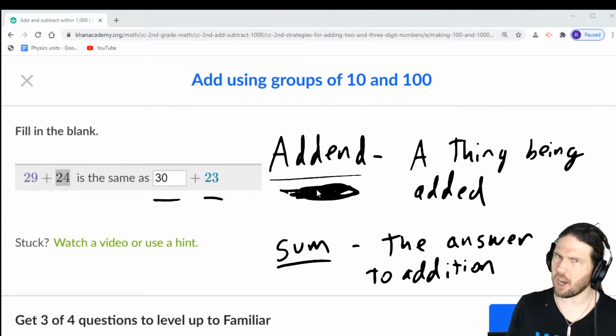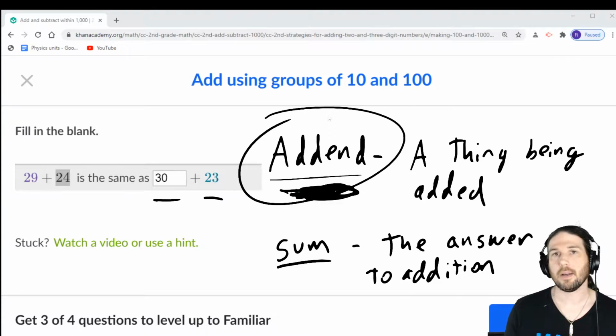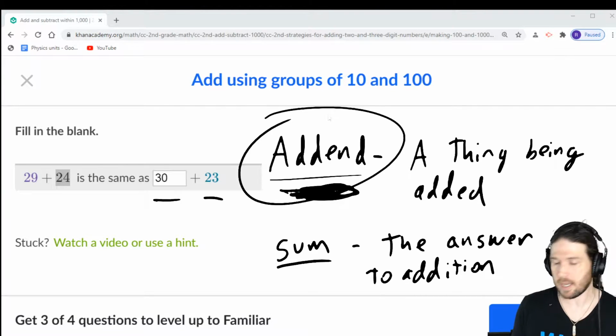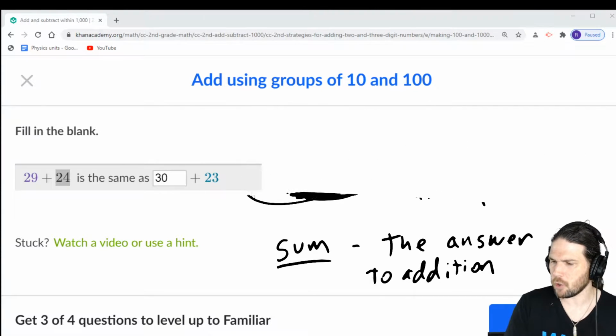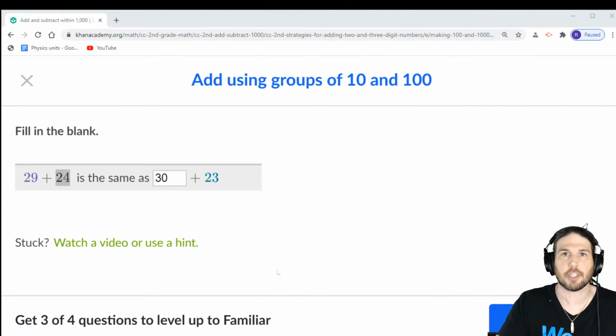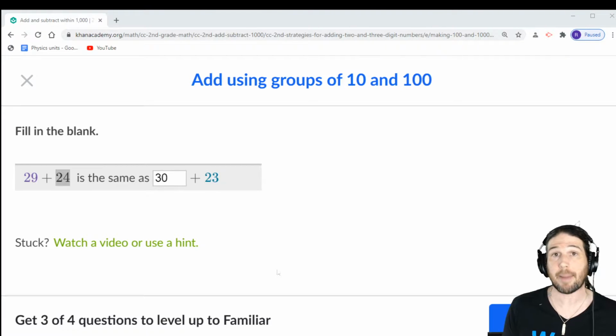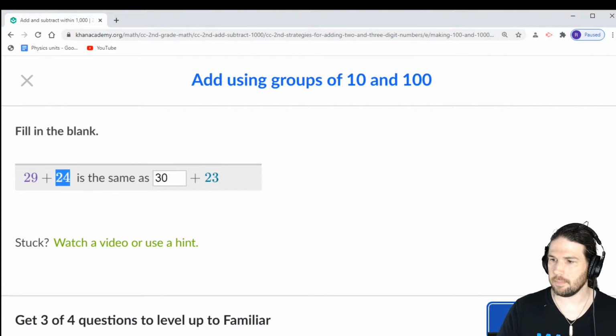And we're always taught that the sum is the answer, but for some reason this word addend seems to be missed a lot of the time in math. And I'm not sure why. It's a very important piece of vocabulary. You need to be able to talk about the things that you're doing, right? If I have two things that I'm adding together, I need to have a name that I can give them so that you know that I'm referring to those things that I'm adding together. That word is addend. Anyway, moving right along.